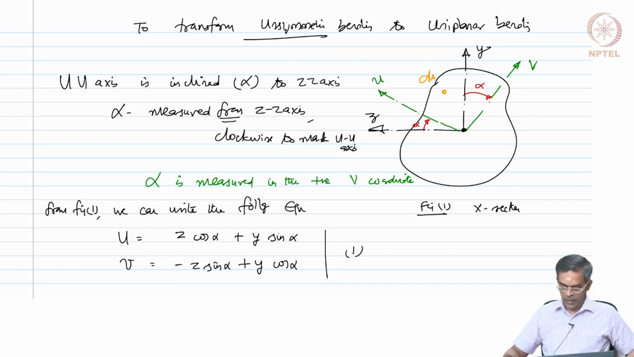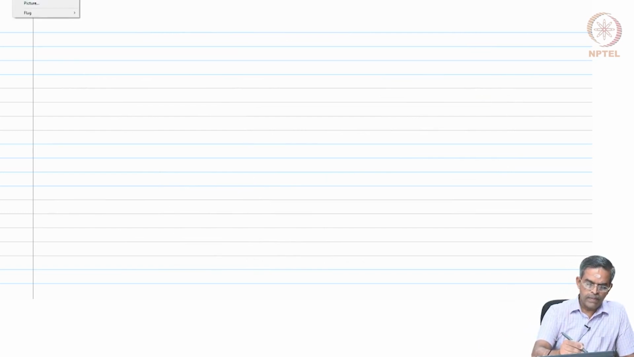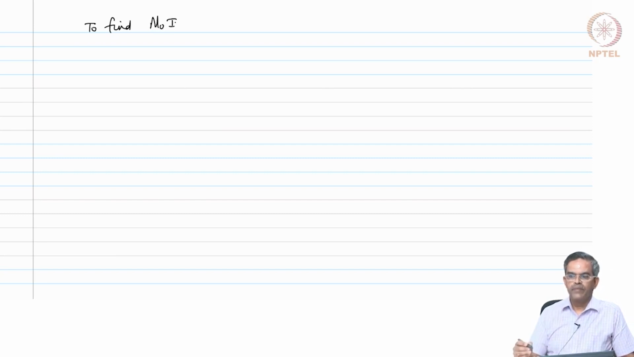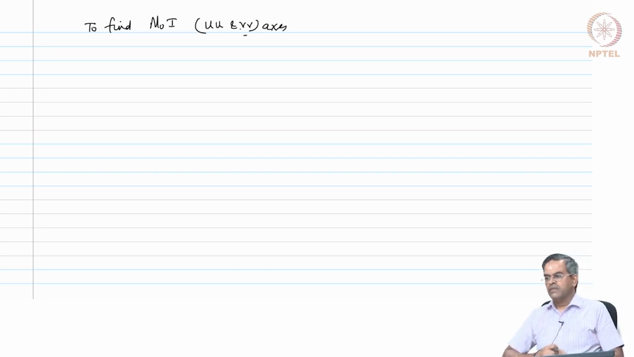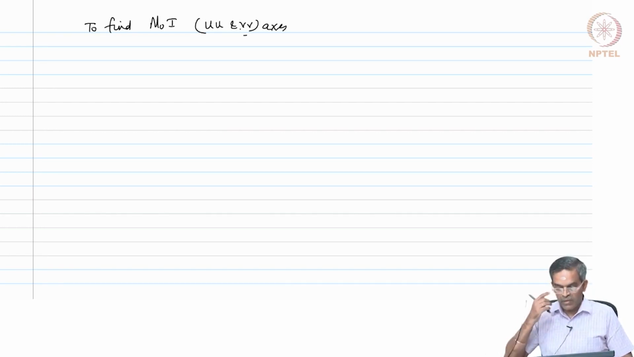Is it not? Okay. Having said this, I want to find the moment of inertia about UU and VV axis. Remember, they are inclined to ZZ and YY. So, it is not that easy to use the principal axis, parallel axis or perpendicular axis theorem to find out that. Okay. They are inclined by an angle alpha. So, it is not that easy to find out IUU and IVV.